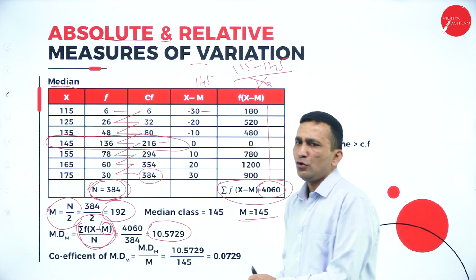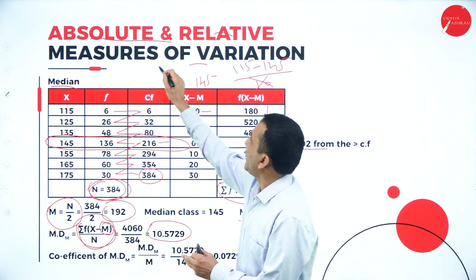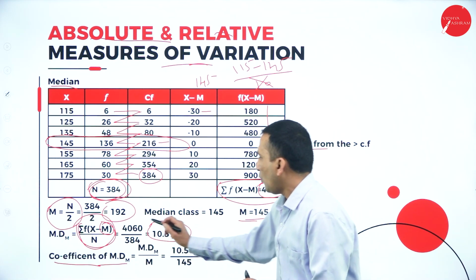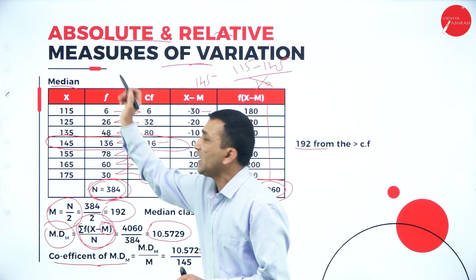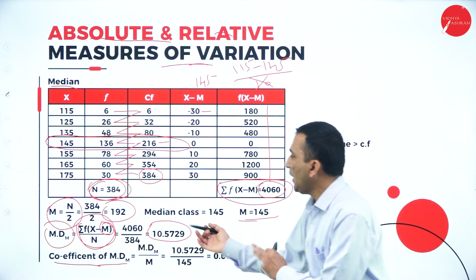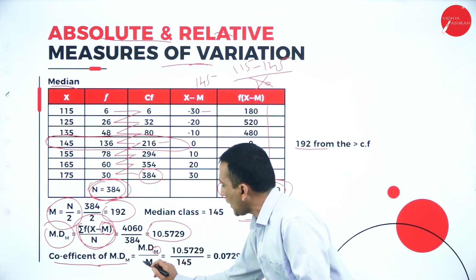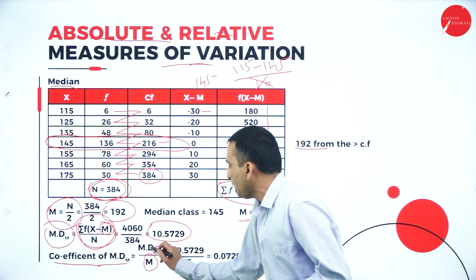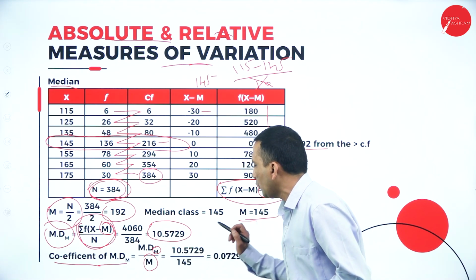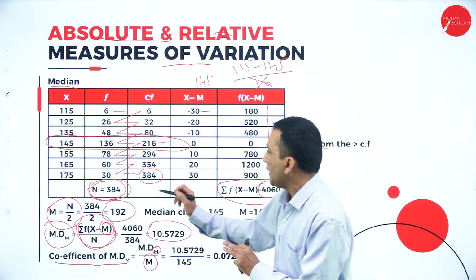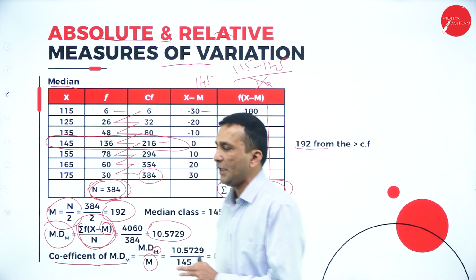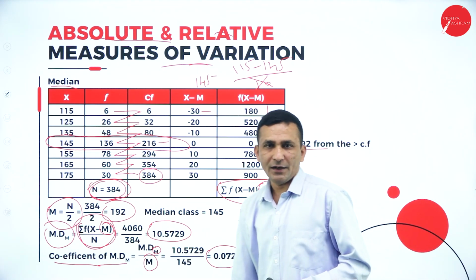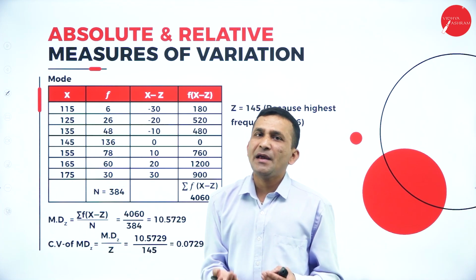Which is nothing but the absolute measure of variation. Using the absolute, we are trying to go for the relative measure of variation. How are we trying to do it here? The coefficient of mean deviation of median. Whatever mean deviation we calculated using the absolute, we write as the numerator, and the denominator, which one do you consider? Median. We are writing median as the denominator. So for the final answer in case of mean deviation of median, 10.5729 divided by m. M is the median, and we identified 145 as the median. If you simplify, you are able to get 0.0729. So we just completed mean deviation using the mean as well as the median.